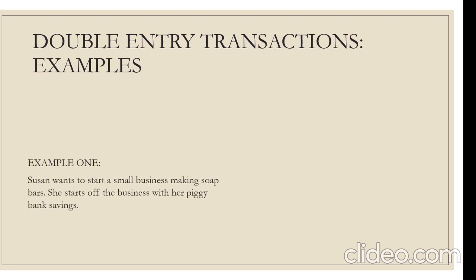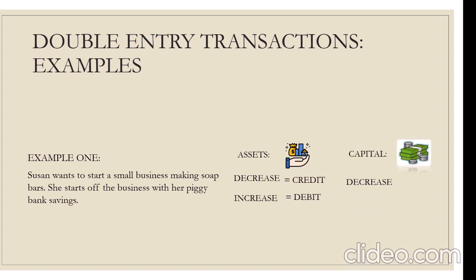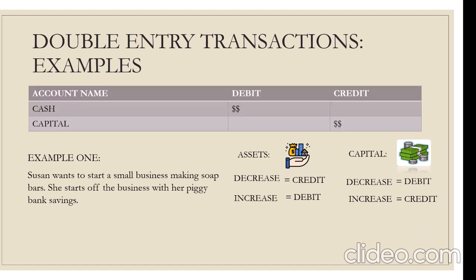Susan wants to start a small business making soap bars. She starts off the business with her piggy bank savings. Let's use double entry to record Susan's transactions. Step 1. The cash from the piggy bank is an asset and it's also capital. Step 2. The cash was increased and the capital was increased. Step 3. Cash is debited and capital is credited.